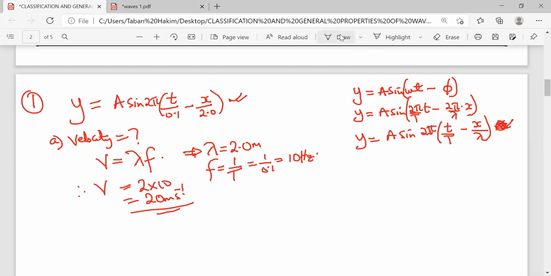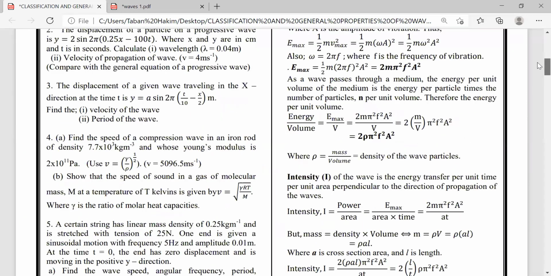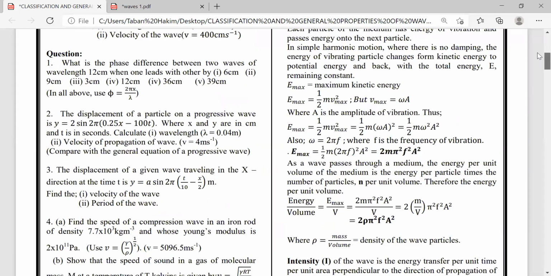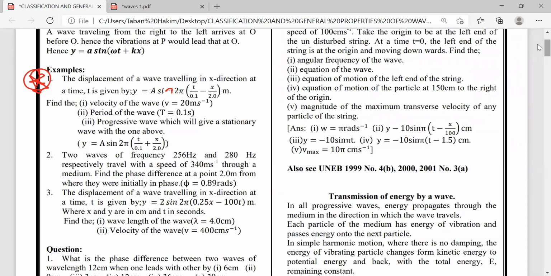So in other words, we just use this general equation to compare and get out what we need from the given equation. Maybe the periodic time, maybe the wavelength, maybe the amplitude. Just simply compare and get the quantities that we need. Okay, so that is part A. Then part B was saying: find the period of the wave. We've just got the period of the wave, 0.1 seconds.